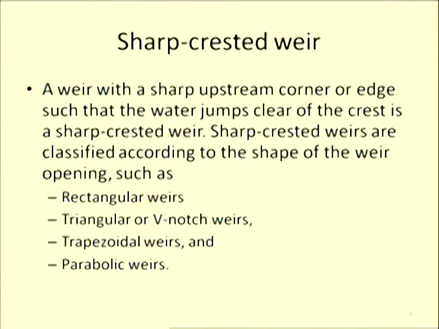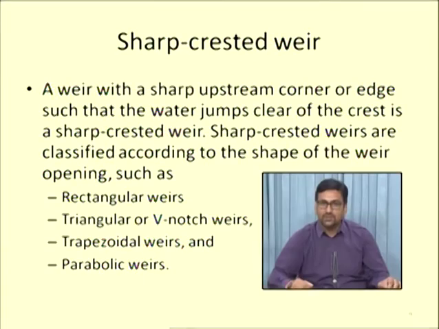Sharp-crested weirs: a weir with a sharp upstream corner or edge such that the water jumps clear off the crest, that it is not touching or gliding, but it is coming out. So water jumps clear off the crest in a sharp-crested weir. Sharp-crested weirs are classified according to the shape of the weir opening, such as rectangular weir, then triangular or V-notch weir, which we have seen previously. The shape could be trapezoidal, and we could give that V shape as parabolic weirs also.